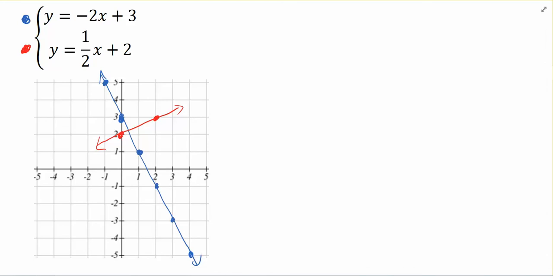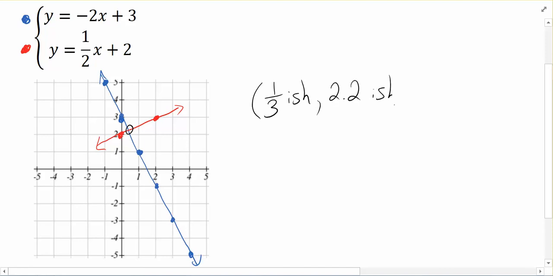Well, we can see that they definitely cross here. What value is that, though? It looks like it's about 1/3-ish and maybe 2.2-ish. But this is a problem. If you have to use ish in math, that's no good.